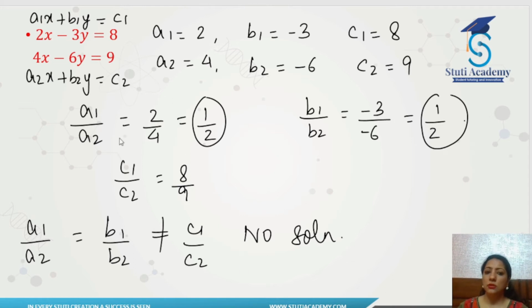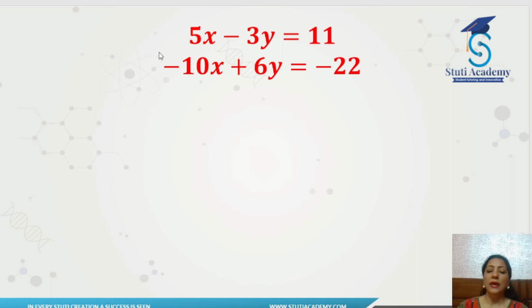So no solution. So if you draw the graphs of these two equations on the Cartesian plane, you will get parallel lines. No point in common, no solution. That means you're going to get parallel lines in this case. Students, I hope you've all understood till here. Okay, so let's discuss the next one.